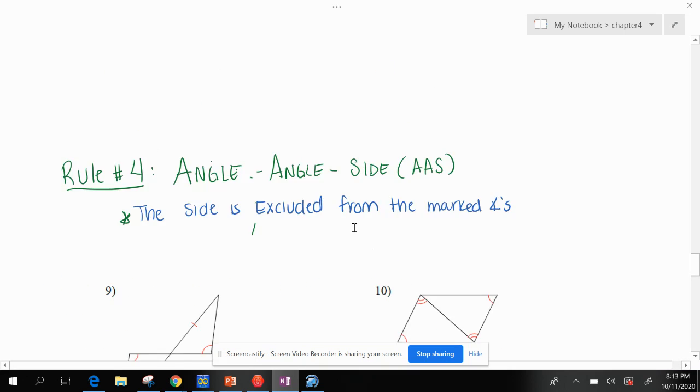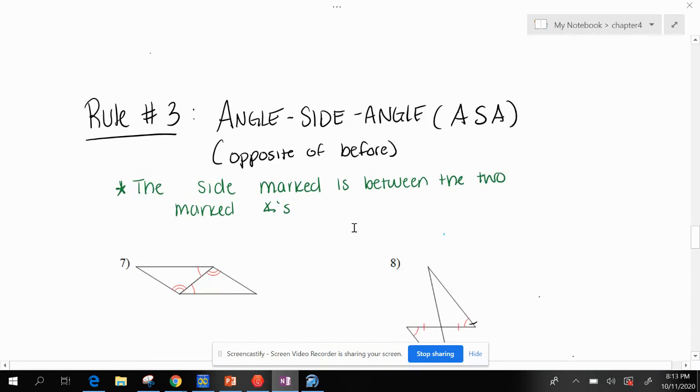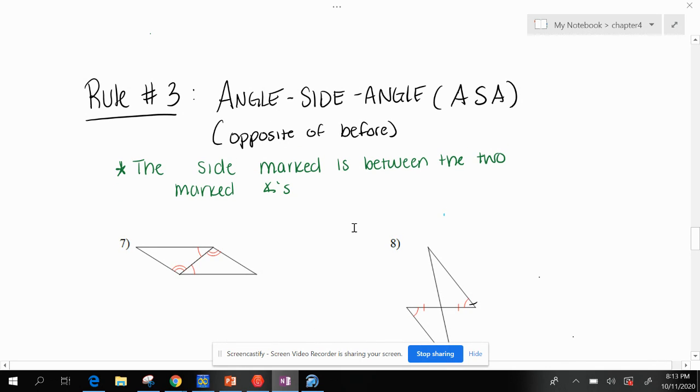Hey guys, so we are going into rule number 3, angle side angle. Let me flip my computer around here. Okay, so angle side angle.